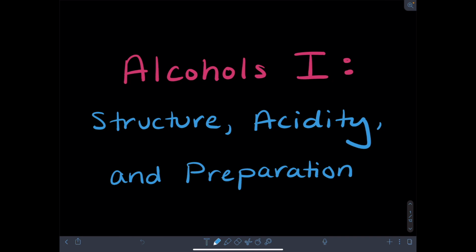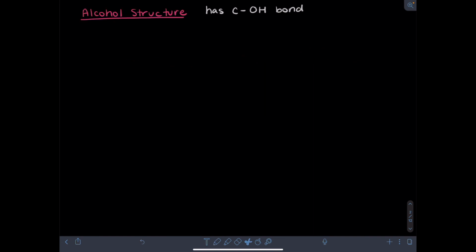Hi folks! The following video is our first one on alcohols. I'll talk about alcohol structure, acidity, and methods for preparing alcohols. Alcohol molecules contain an OH group, sometimes known as a hydroxyl group, attached to a carbon.